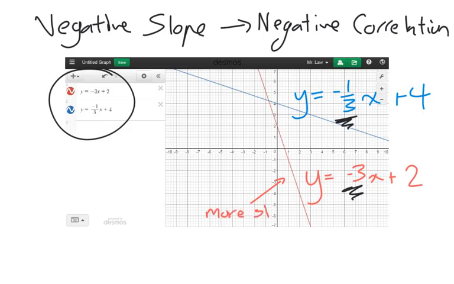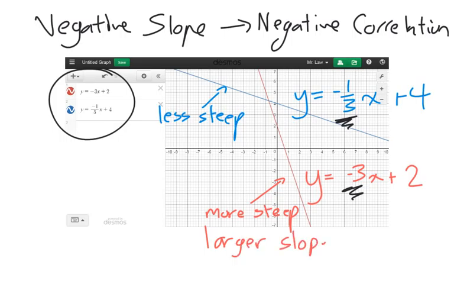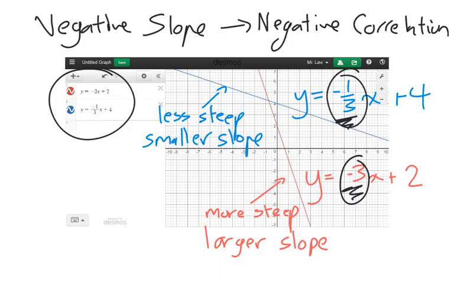More steep. And the blue line would be considered less steep. If you recall from a previous example, if a line is more steep, it has a larger slope value. So I'm going to write larger slope. And if a line is less steep, it will have a smaller slope. The numbers back that up. 3 is larger than 1 over 3.